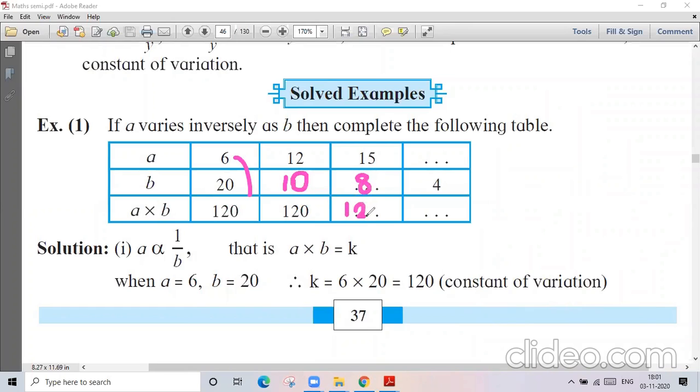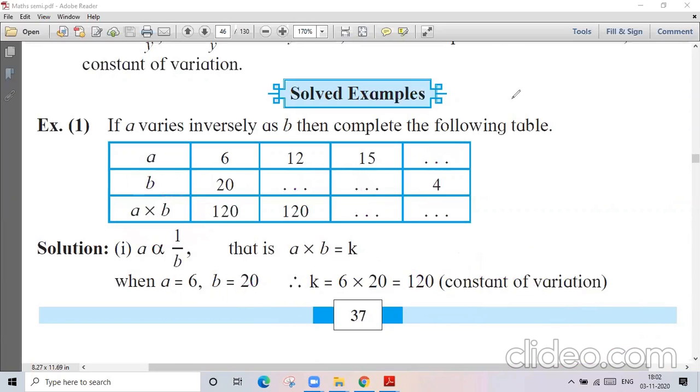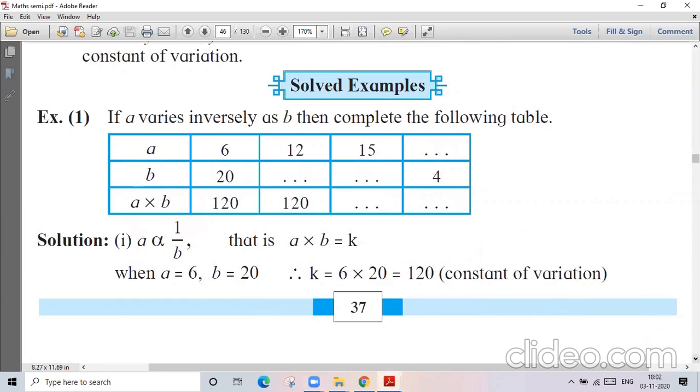15 into 2, because the multiplication of x and y, a and b, remains constant. Here it will be 30, 30 into 4 will be 120. So a into b, or x into y, will always be constant. Therefore, the constant of variation. a into b is always constant. In direct variation x upon y is constant, and in inverse variation x into y is constant. Understood? Now let's solve 7.2.